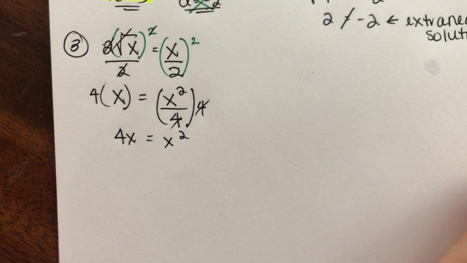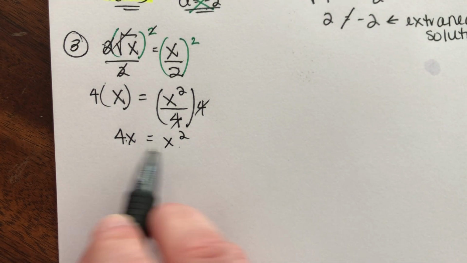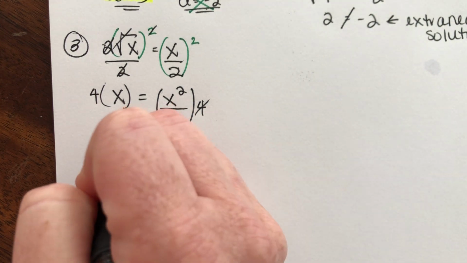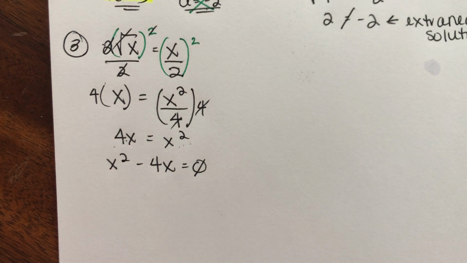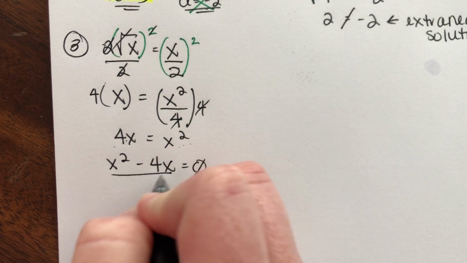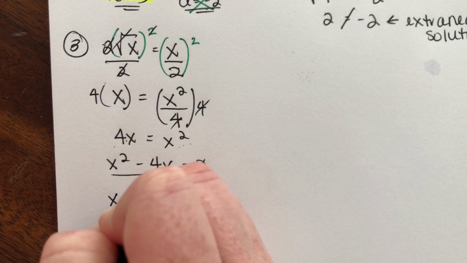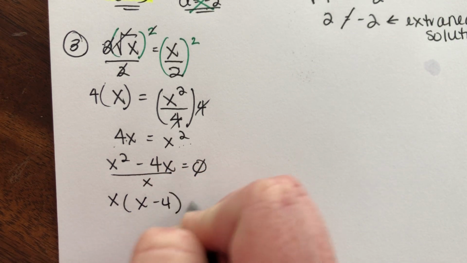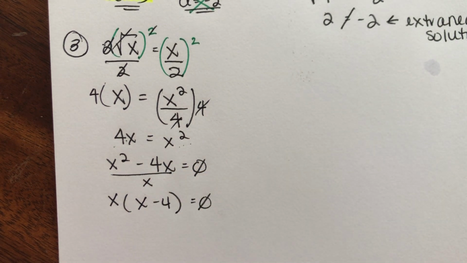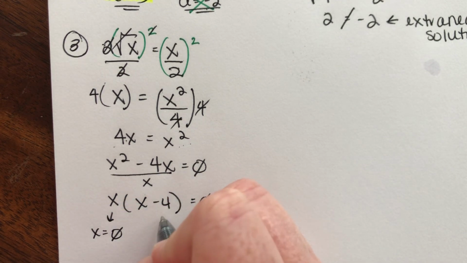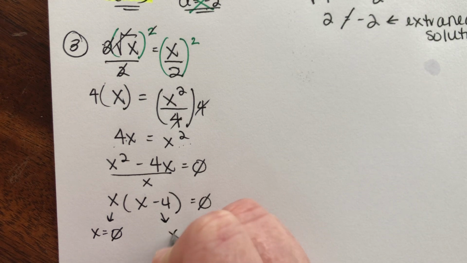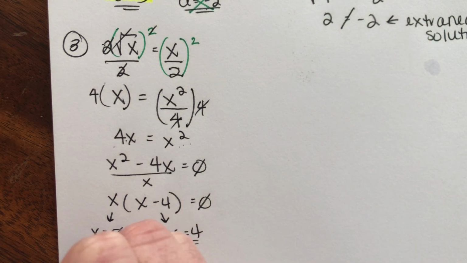So now I can get both of these on one side of the equal sign, set it equal to 0, and solve for x, right? So I'm going to subtract 4x from both sides. So I'm going to have x squared minus 4x equals 0. And now I can factor. I can divide both of these by x, so I'll get x times x minus 4 equals 0. So either x equals 0 or x minus 4 equals 0, which means x would have to equal 4.